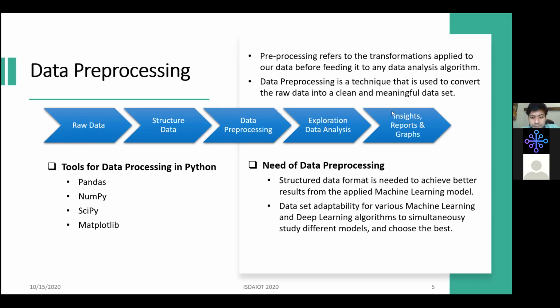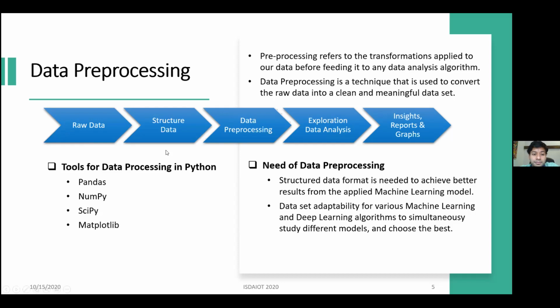So the basic need of this data pre-processing is that we need to have a structured data format to achieve a better result from the applied machine learning model. And also the dataset adaptability for various machine learning and deep learning algorithms to simultaneously study different models. Sometimes it happens that we need to explore different machine learning and deep learning models also, so that we can check the performance with various machine learning and deep learning algorithms.